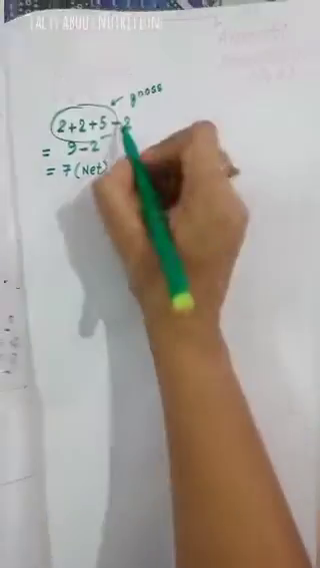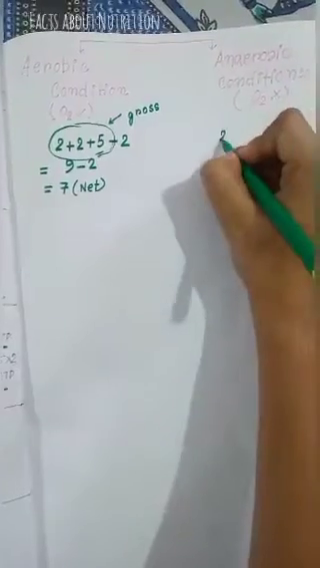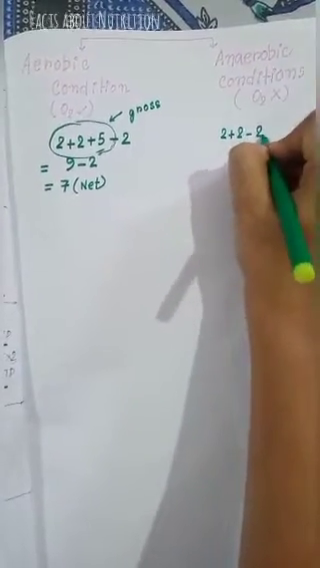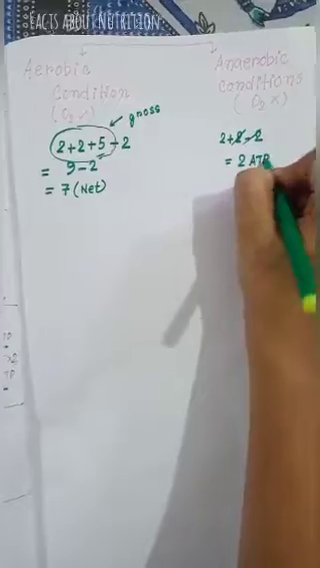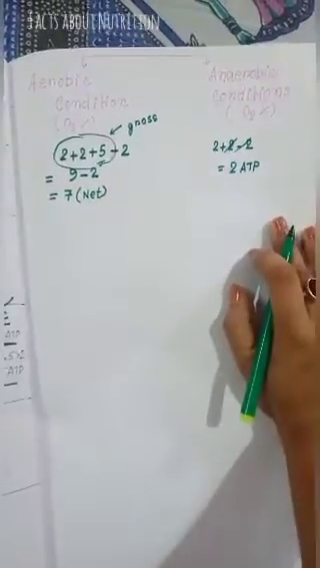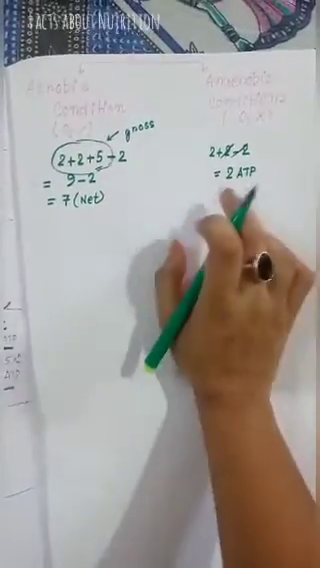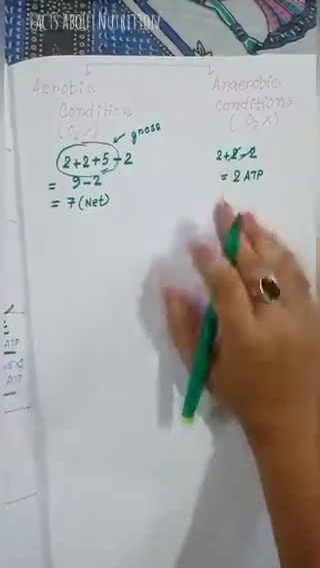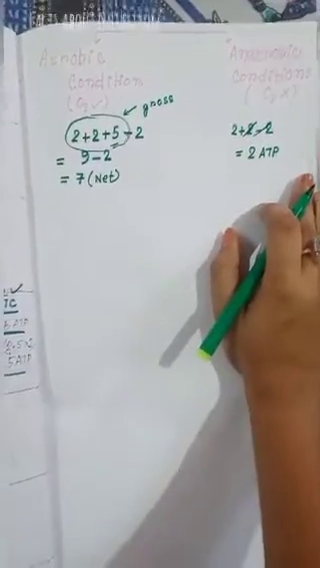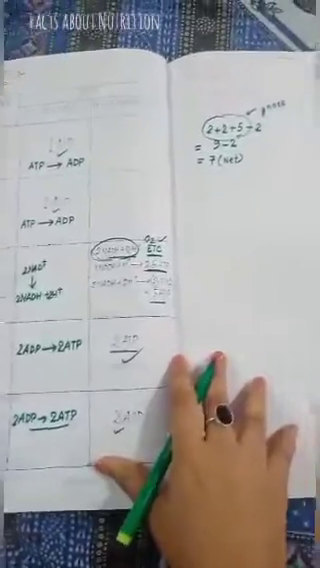Next, in anaerobic condition, everything will occur except this 5. So it is simply 2 plus 2 minus 2, only 2 ATP. So you can write over here that in aerobic condition, net production is 7 ATP, and in anaerobic condition, net production is 2 ATP. So this is actually the end of the first part of glycolysis.